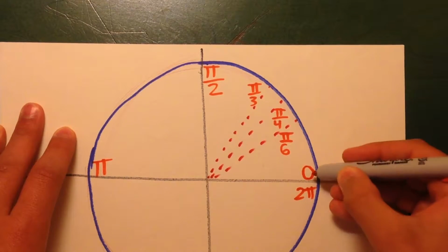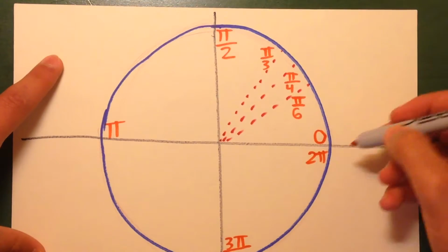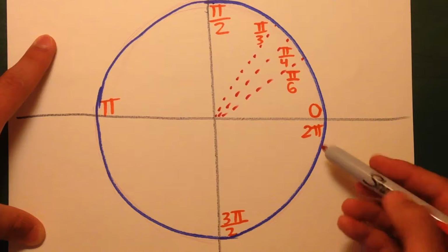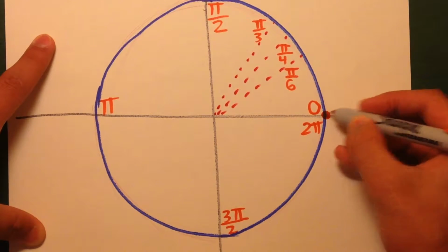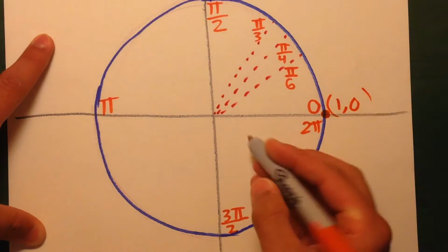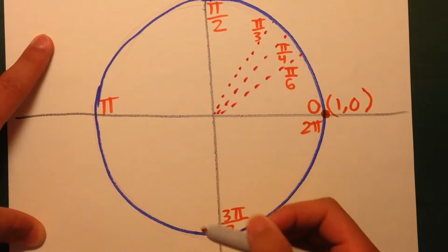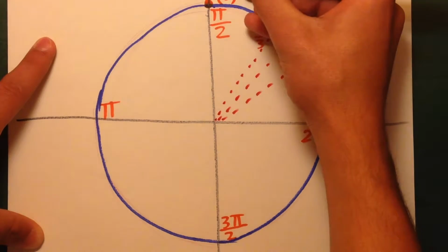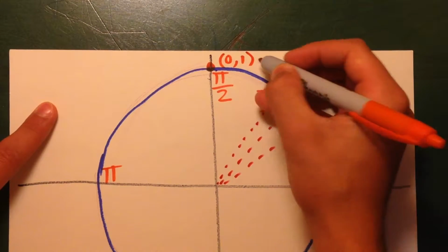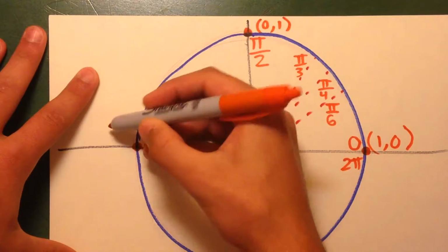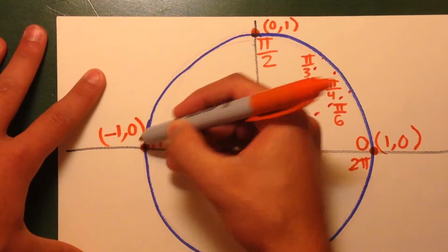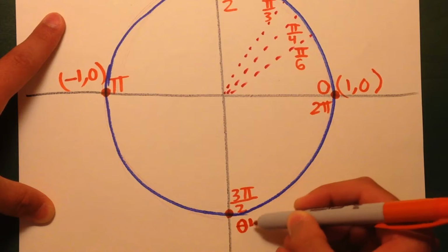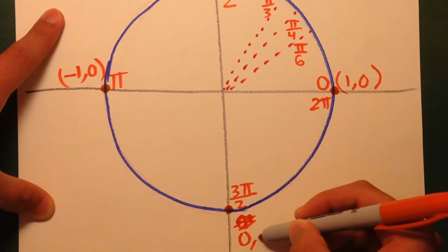Now we start off at 0, so it's 0, pi over 2, pi, 3 pi over 2, and then finally 2 pi. So this point right here is 1 comma 0, because in the unit circle the radius is 1. So this is 1 comma 0, and here it's going to be 0 comma 1, and then this point here is going to be negative 1 comma 0, and then finally this point is going to be 0 comma negative 1.